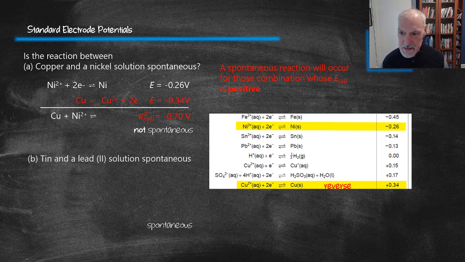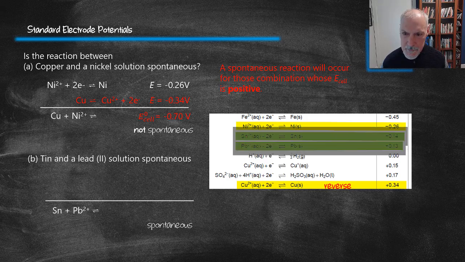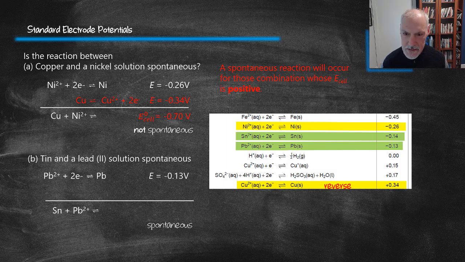Conversely, if I take a look at tin and a lead-2 solution, I'll identify them again on the table. I can see that the lead is in the correct position. Lead ions are both reactants in the data table and in my target equation, so I can leave that equation as is. The tin, however, the tin solid, I need to get that over to the other side. I need to reverse that reaction, hence I'll reverse its sign by using the negative of it. I can now add together these two values and arrive at the voltage of my cell. Since it's a positive value, this would be a spontaneous reaction.